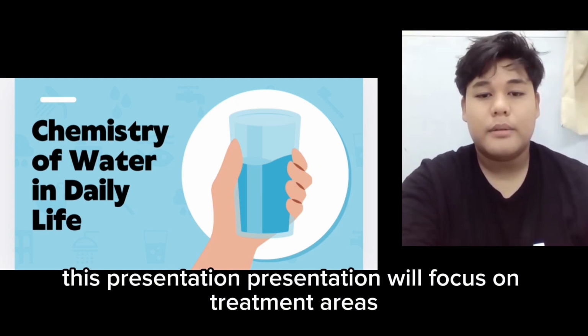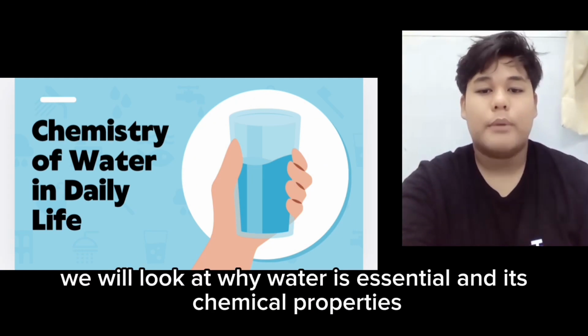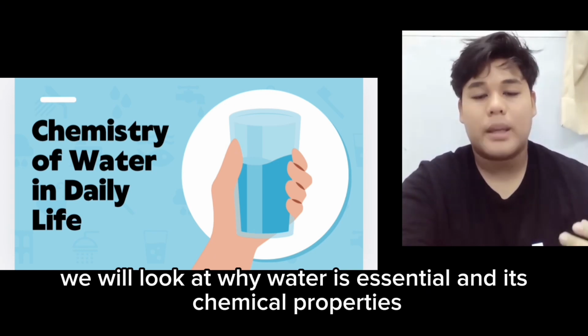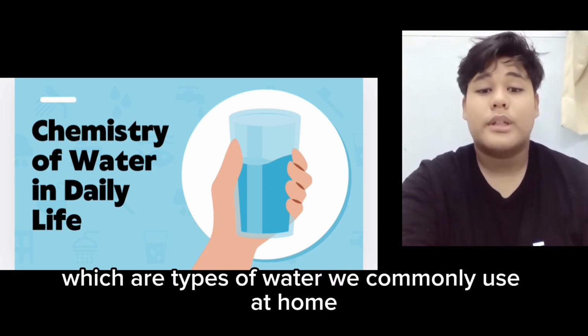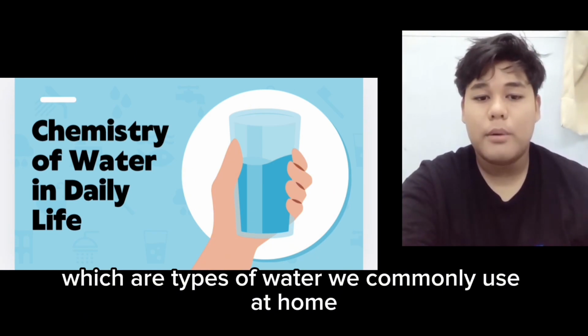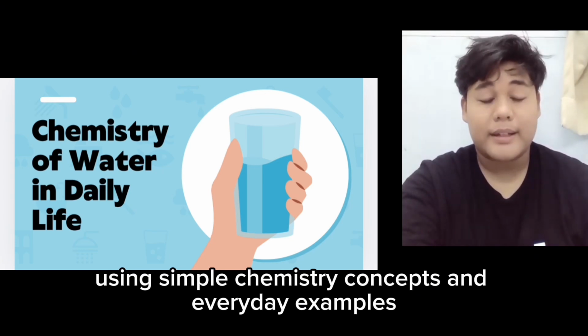This presentation will focus on three main areas. First, we will look at why water is essential and its chemical properties. Next, we will compare hard water and soft water, which are types of water we commonly use at home. Finally, we will explore why salt is dissolved in water using simple chemistry concepts and daily life examples.